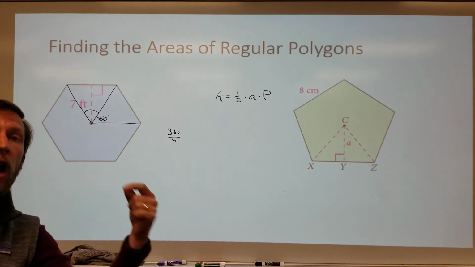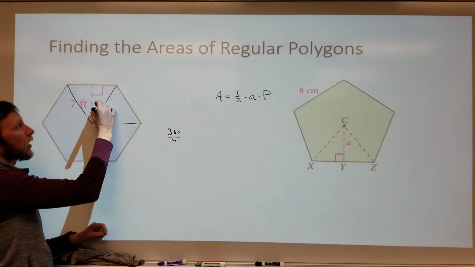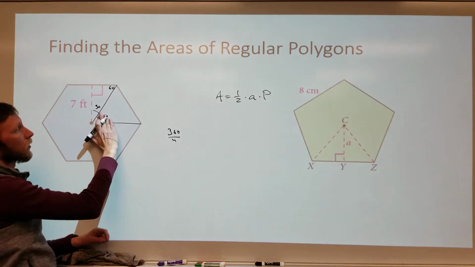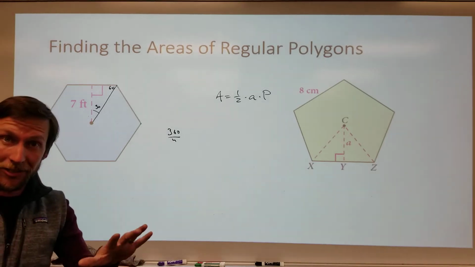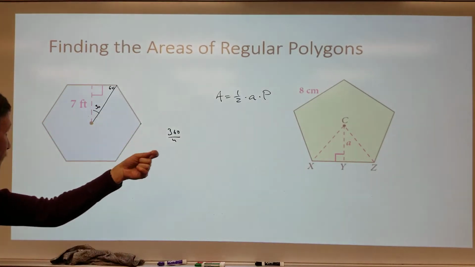But when we draw that apothem, it cuts that angle in half, and we end up with a 30, 60, 90 triangle. Then we could apply 30, 60, 90 rules. We are not going to apply 30, 60, 90 rules here today. Instead, we're going to use trigonometry to get that answer.